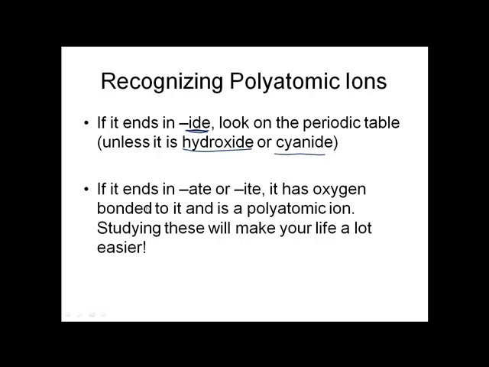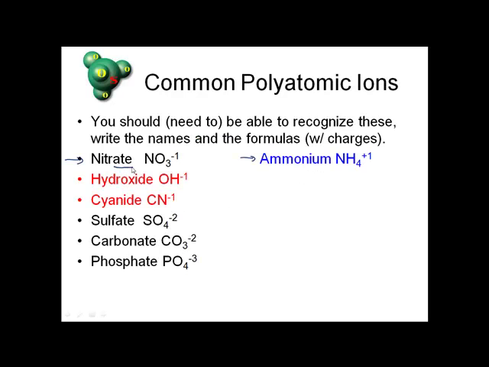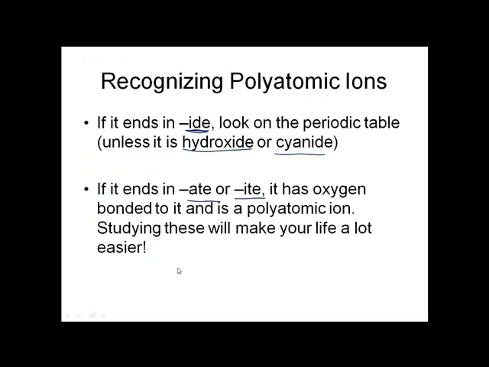If it doesn't end in IDE, it can end in ATE or ITE. That means it has oxygens bonded to it. If we go back to this chart, we see nitrate is nitrogen with oxygens bonded to it. Sulfate is sulfur with oxygens bonded to it. Carbonate is carbon with oxygens bonded to it. Phosphate is phosphorus with oxygens bonded to it. So again, by studying these, it makes your life a lot easier because these keep coming up constantly over and over again.